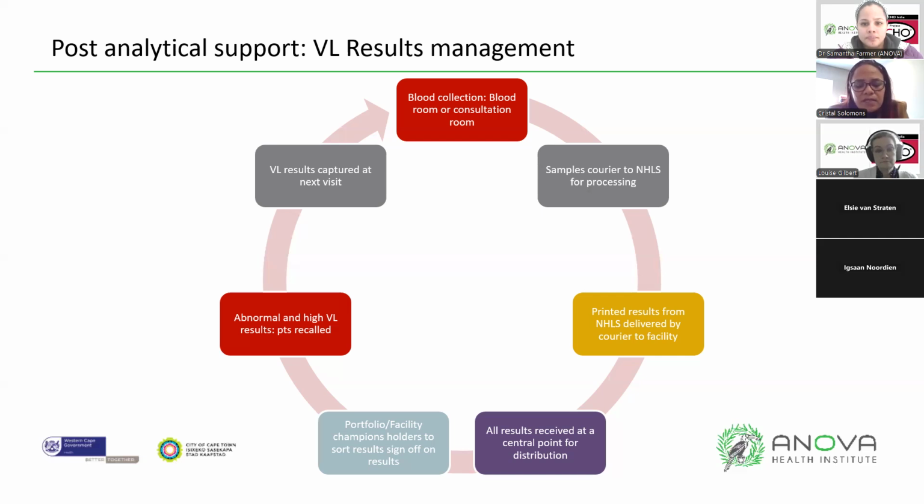So normally the result would be received at the central point for distribution. Then there's a portfolio holder or a champion that would sort the results and flag abnormal results, and then patients are recalled, and viral load results are captured onto the health information system at your next visit. Like I said, I know it's difficult, but we should be following up on the results.